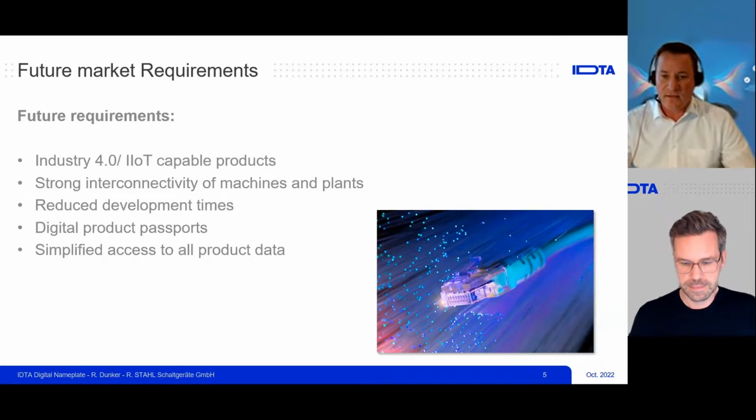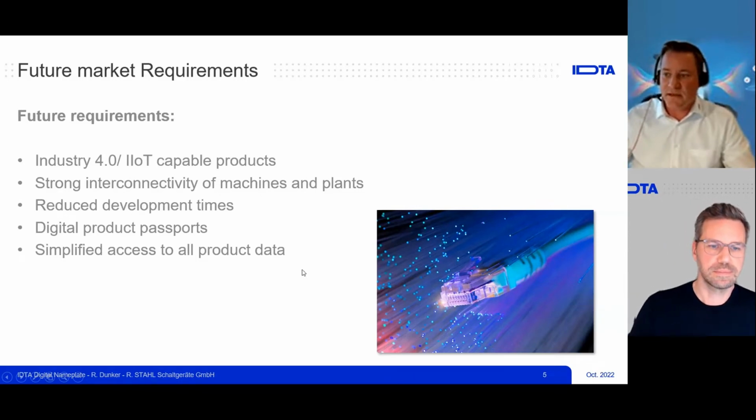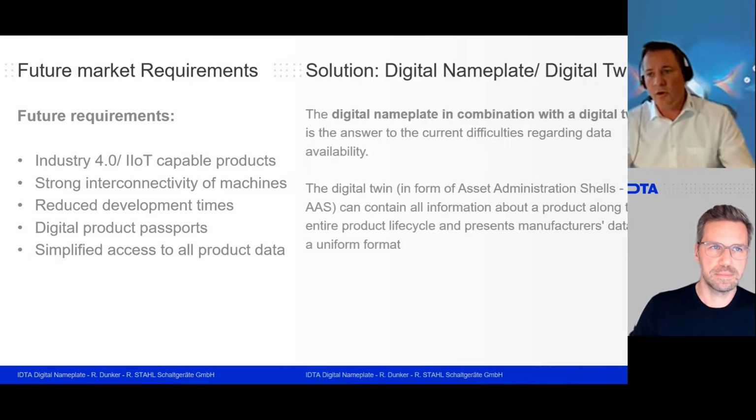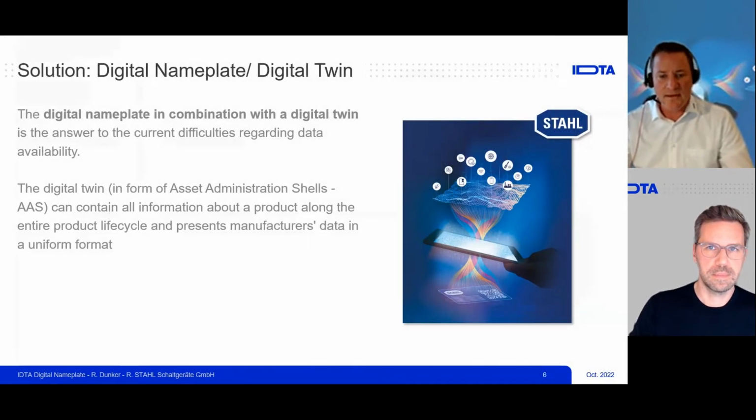And we think that this will also be recommended from the process automation side in the future, to get easy access to all different product data. So from our point of view, the right and best solution is a combination of digital nameplates and digital twins. And digital twins, we must explain a bit deeper. If we are talking about digital twins, we always mean a digital twin based on asset administration shells.